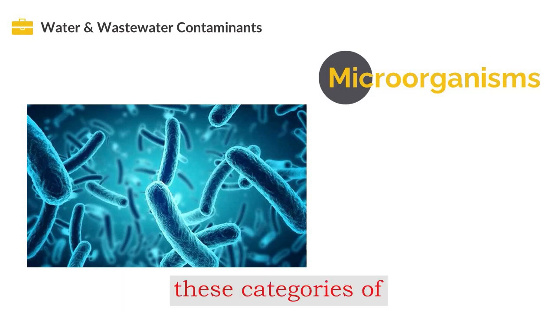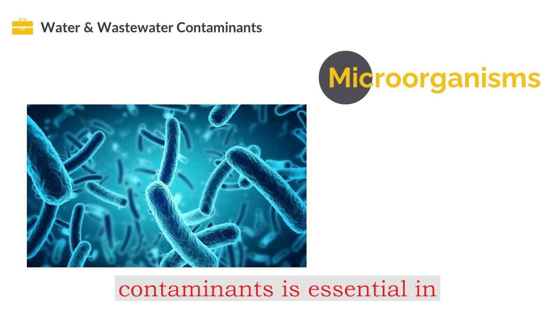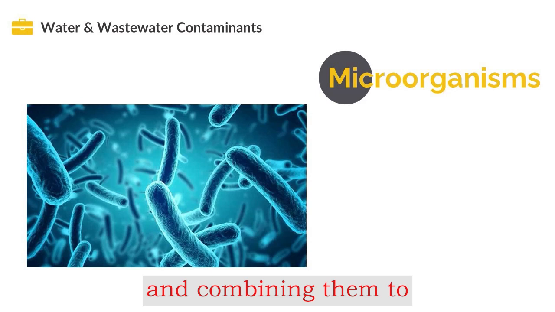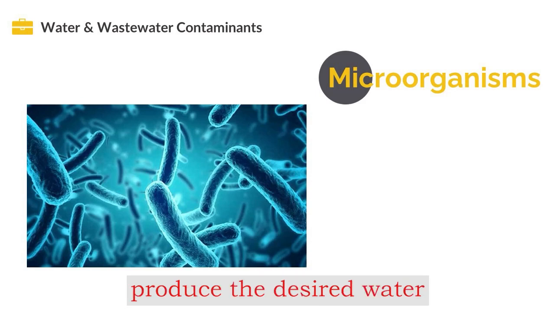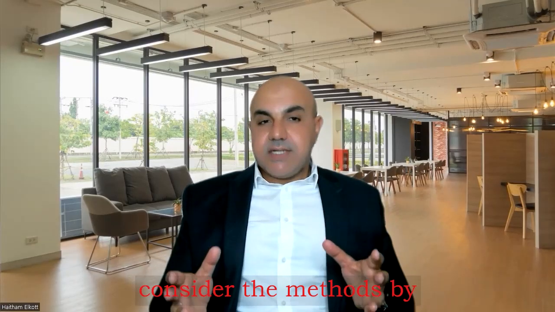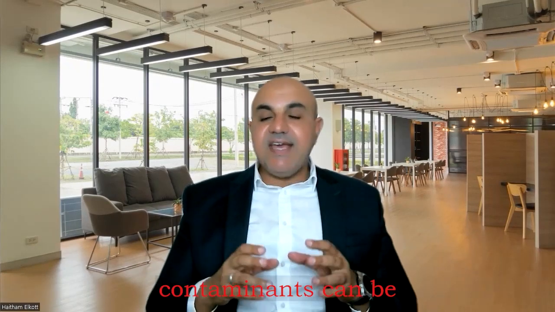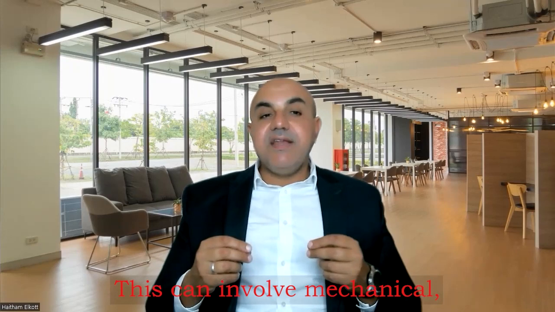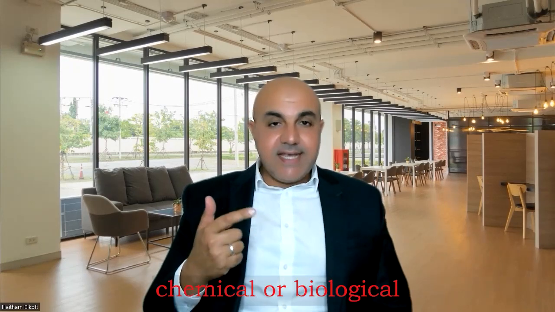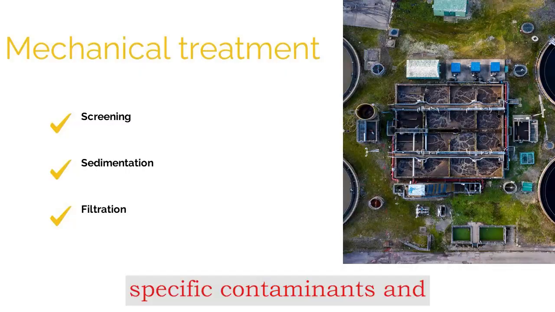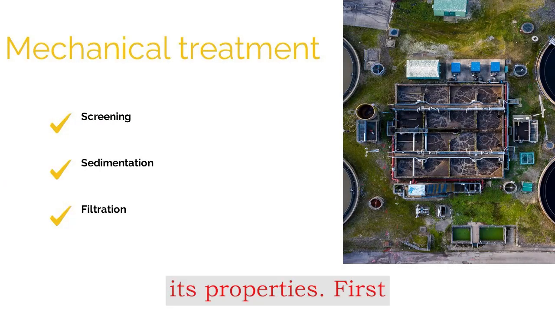Understanding these categories of contaminants is essential in selecting the right removal methods and combining them to reduce the desired water quality. Now, let us consider the methods by which each category of contaminants can be effectively removed. This can involve mechanical, chemical, or biological methods depending on the specific contaminant and its properties.